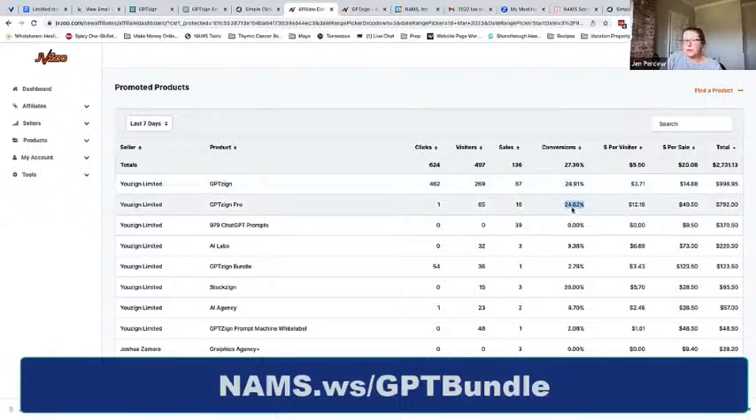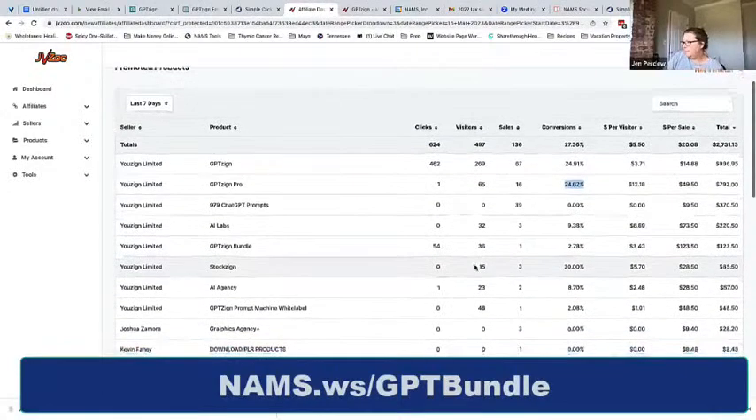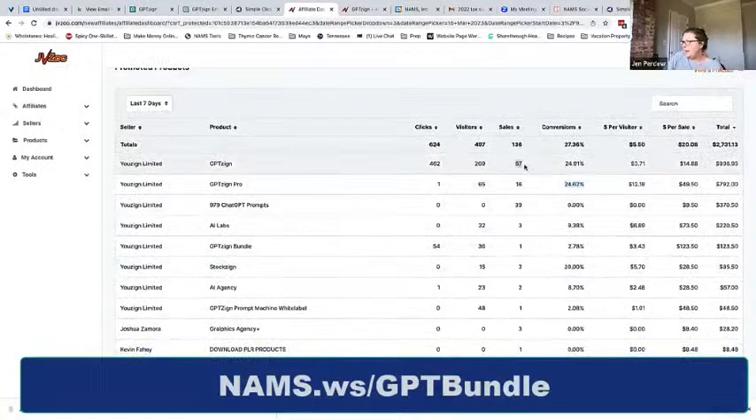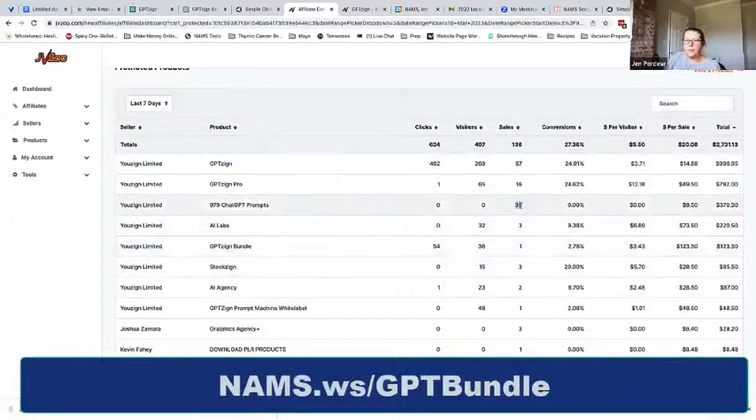OTO1 is converting at almost 25. The order bump, this is the one that I thought was crazy. So I've had 67 front end sales, and I've had, wait, where is the order bump? Here it is. 39 order bumps. And it's because I talk specifically about the order bumps in the funnel in the email.